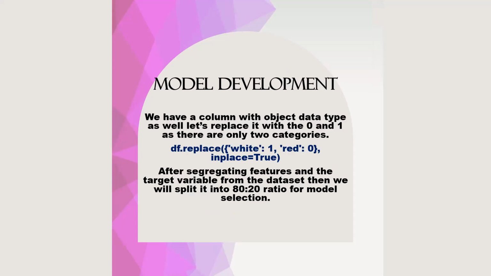So let's say we have a column with object data type. Let's replace it with 0 and 1, as there are only two categories. White is 1 and red is 0. After segregating the features and the target variable from the data set, we will split it in an 80:20 ratio for model selection.